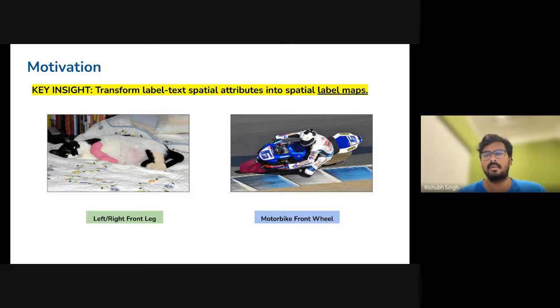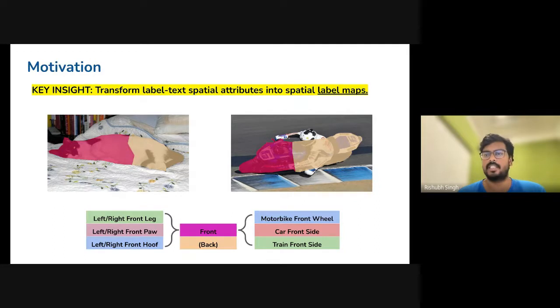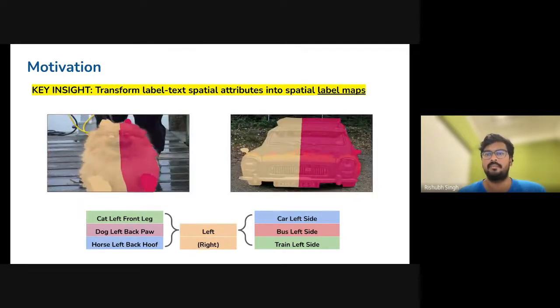We transform these label text-based spatial notions into spatial label maps. Specifically, we run a flood fill algorithm using original label map fragments as seed regions. Finally, we obtain the desired spatial maps for the front and back of the object as shown. We do the same for the left versus right spatial regions as well.